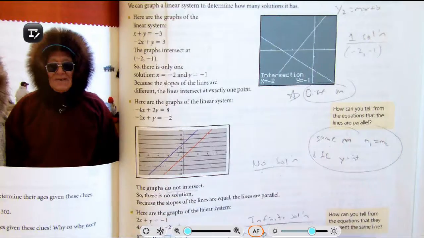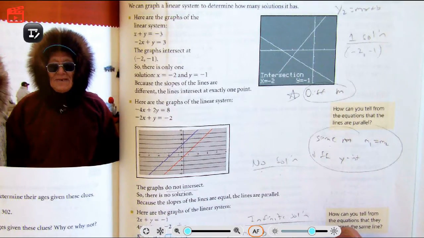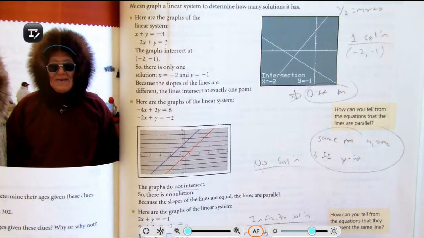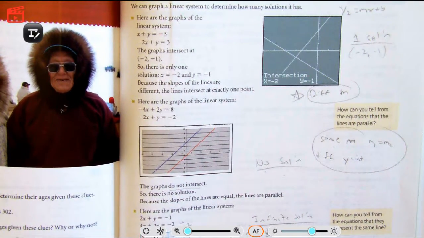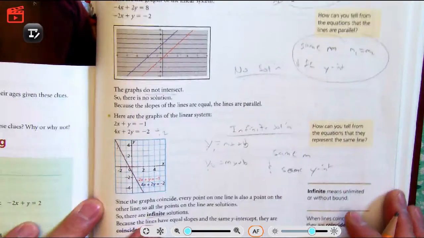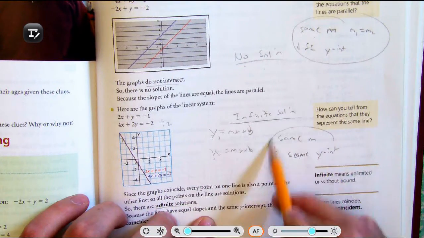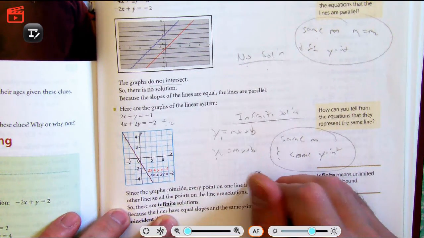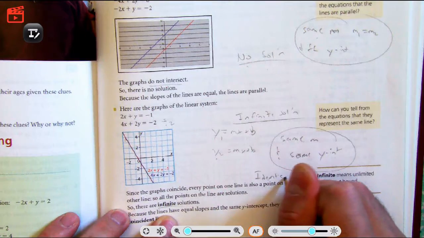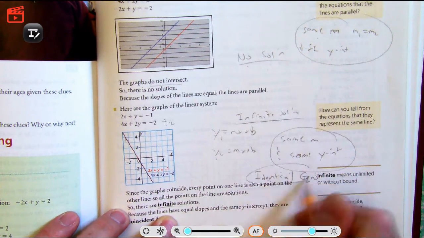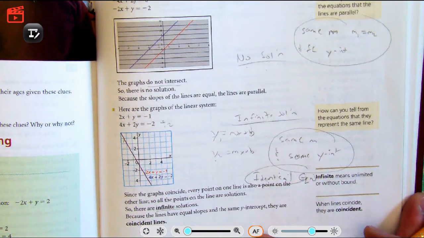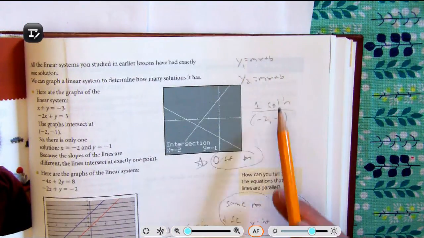This one, you have the same slope and same y-intercept. In other words, the equations are identical. Whoops, sorry, it's off of the page. Same slope and same y-intercept. In other words, identical equations. If you have identical equations, then they have infinite solutions. So, different slopes, one solution.